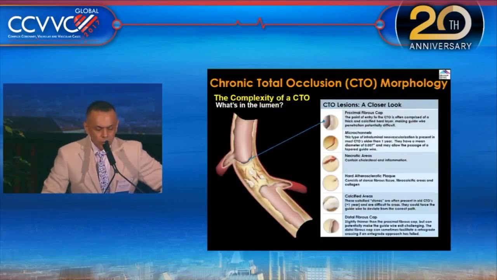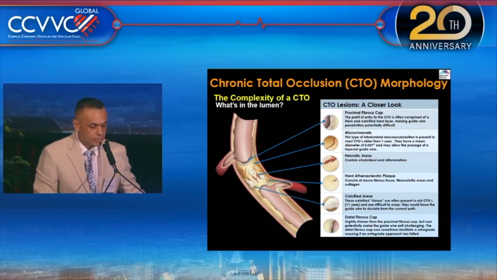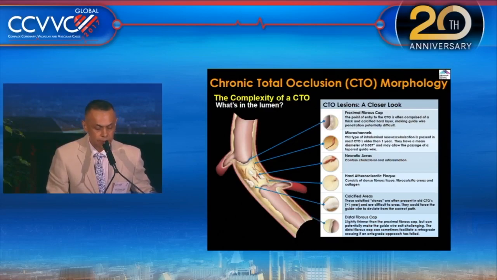So what is the morphology of these so-called chronic total occlusions? It's full of debris, meaning we find necrotic areas, hard plaques, calcified areas.